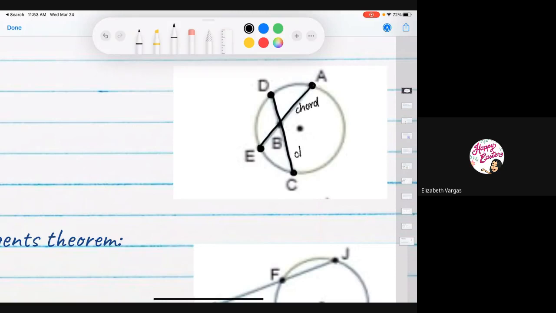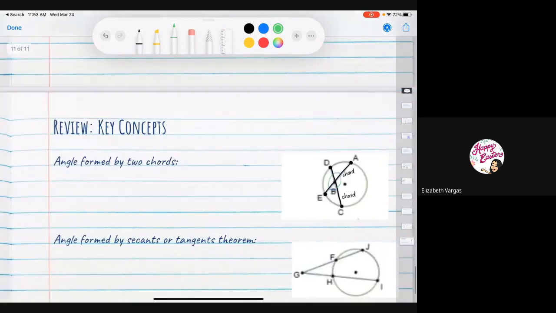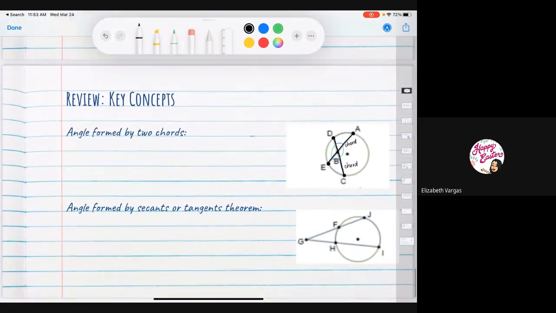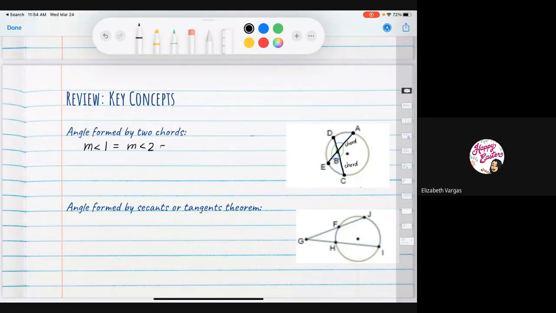And as we can see, those two chords intersect to form vertical angle pairs. Vertical angle pairs, okay? Given that relationship, we can use the following equation to solve for the missing angle measures, given that we know the different arc measures. So if we know these two intercepted arc measures, we can find it using that. If we know these two intercepted arc measures, we can find it using that. So whenever we have two chords intersected in a circle, we can use this equation.